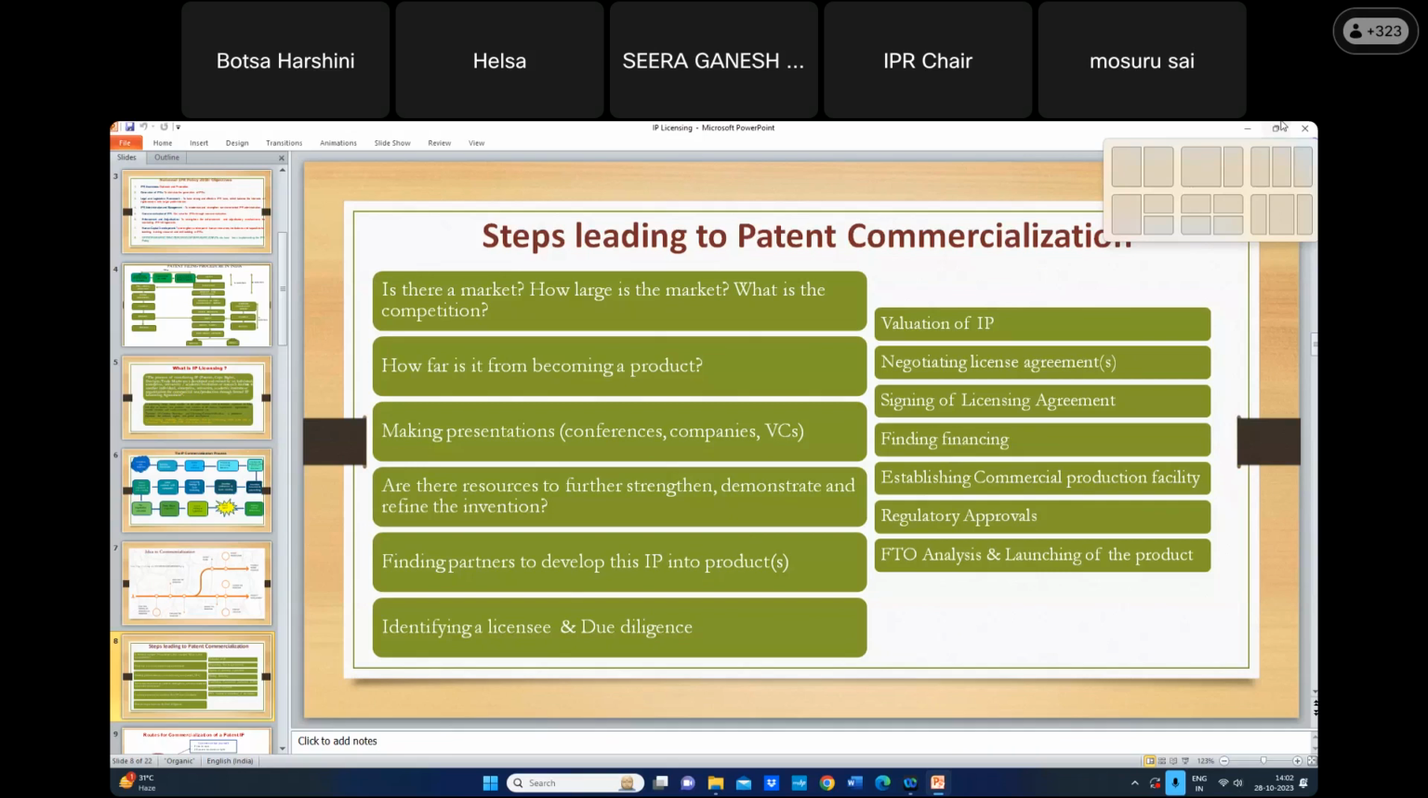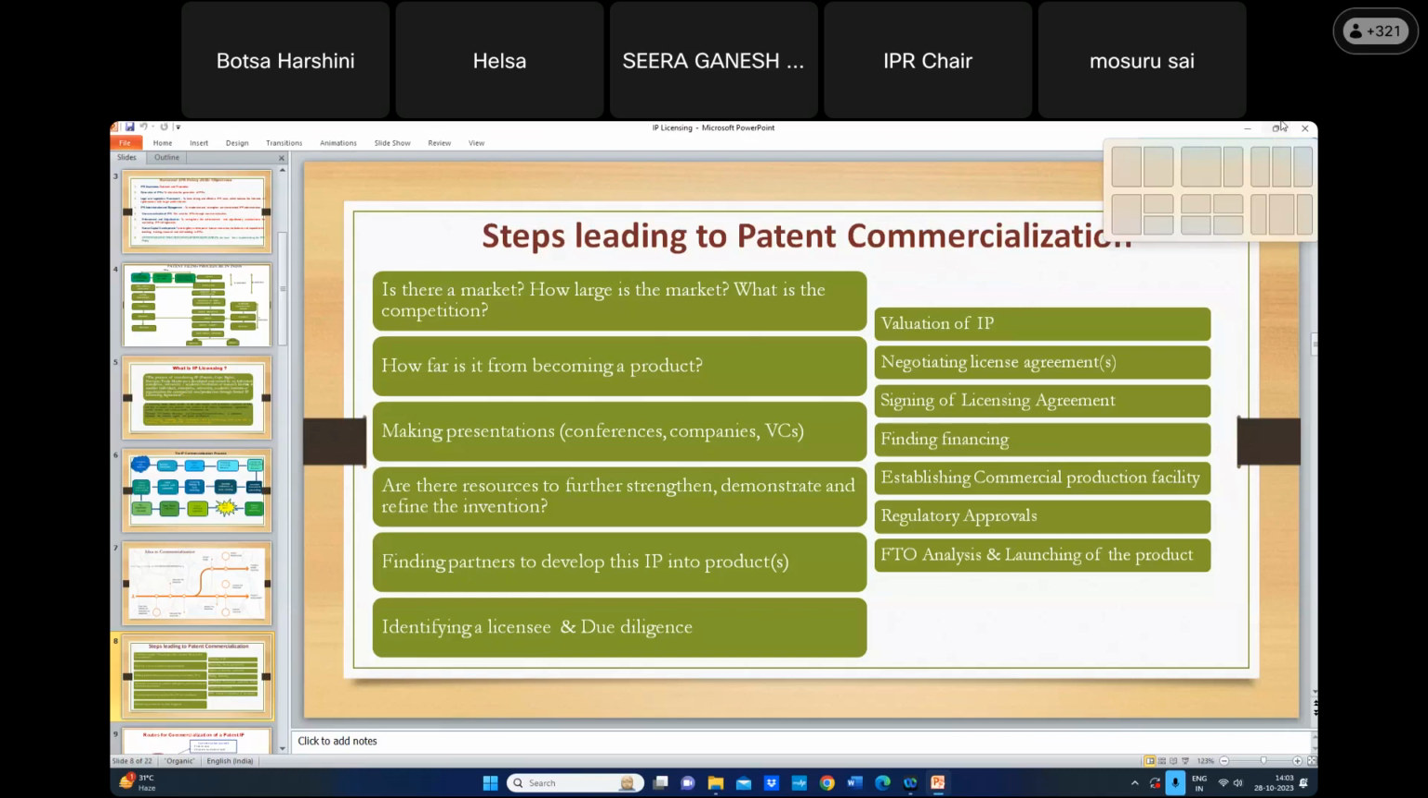Before IP licensing takes place, the receiver, whoever is taking the license, because he is paying money as royalty or a licensing fee for getting those rights, should be very sure what the market is for that product or service. How big is that market? What is the demand-supply gap? All these things are very, very important for you to understand as a technology receiver, technology buyer, or licensee. How far is it from becoming a product?